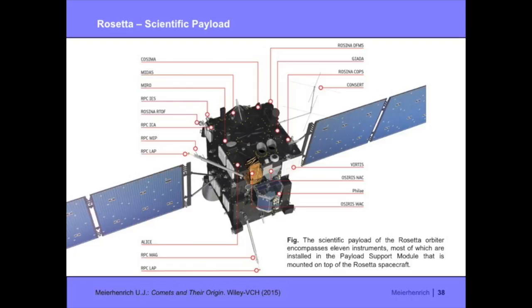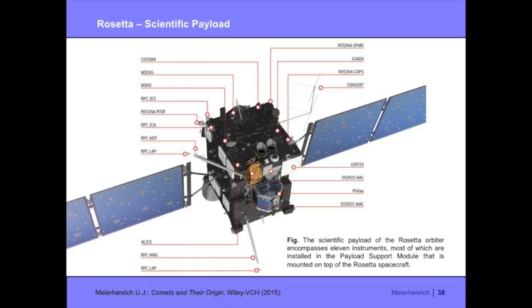This is a Rosetta probe. The dimensions are 2 meters by 2 meters by 3 meters. On top of it, you see what is called the payload support module. On the payload support module, you have all the 10 scientific instruments from the Rosetta orbiter. These instruments, Hervé Cottin knows well, Cosima, for example. We have Midas, Miro, Rosina.